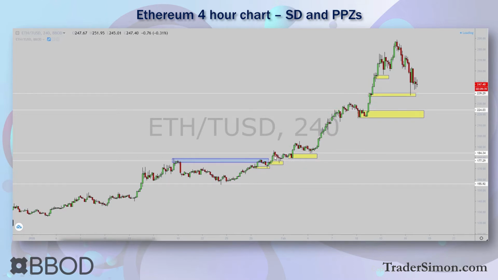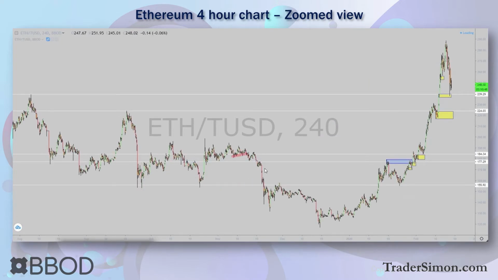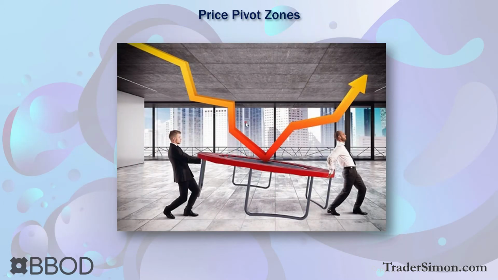And if we go to the next slide, I've shrunk up the chart here, and what you can see now is where the price has pivoted either side of these white lines is where I've got these zones. Now we'll talk about this properly in a minute. Okay, so right, let's talk about price pivot zones, and this is one of my favorite things.